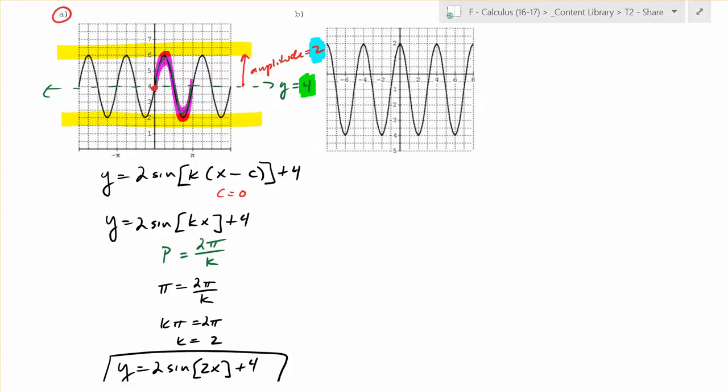There's an easier way to do it though. What could you do to this without changing the period or the amplitude? Exactly, you could change where it starts. You move it left and right. You subtract or add the period, right?